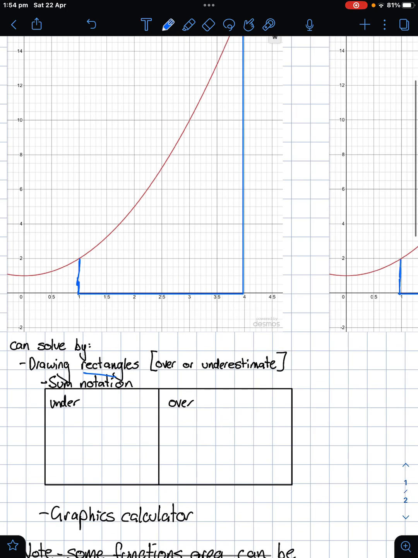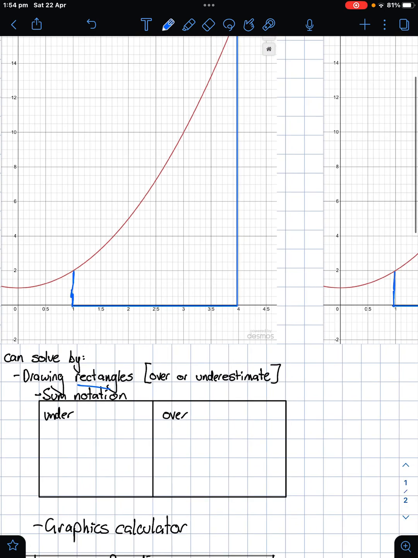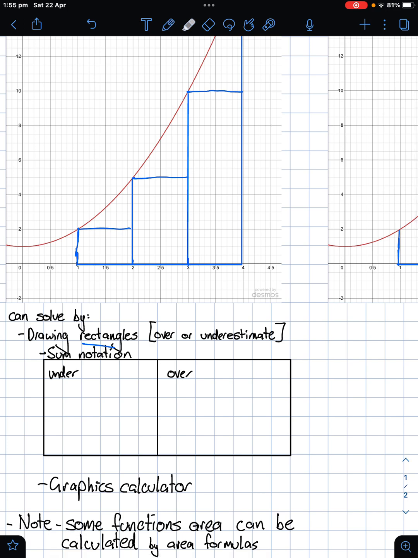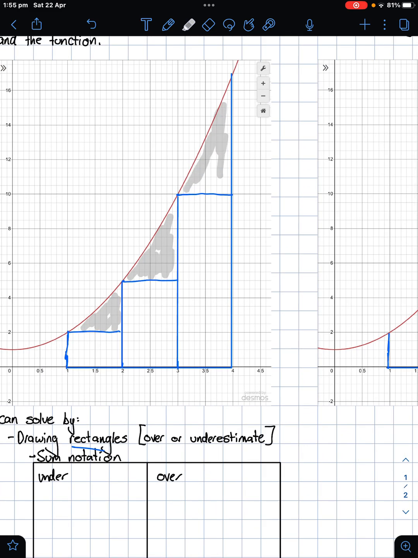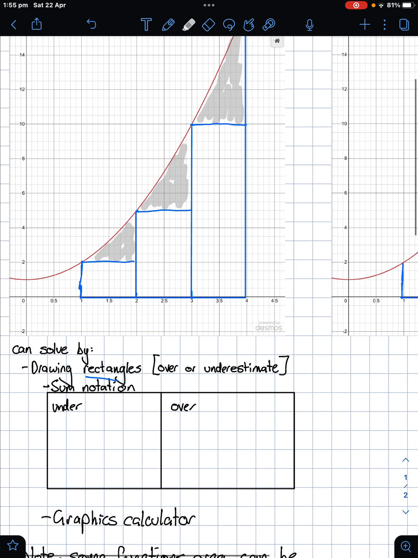So if we were going to consider an underestimate, we would draw these rectangles and I'm just going to pick 3 because it's a nice interval. If I go at 2 and 3, I break this into 3 equal sections. So I'm just going to draw these lines up. I can make these into rectangles quite easily and use these to calculate an underestimate of the area. The reason I'm saying an underestimate is because this bit would be missed in the area, this bit here would be missed, and this bit here would be missed. So we would be under by a certain amount.